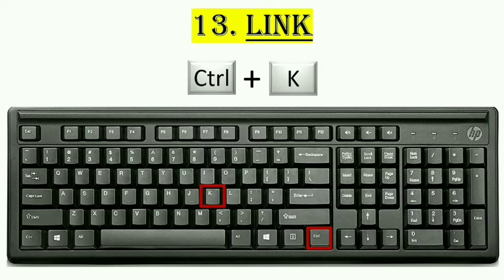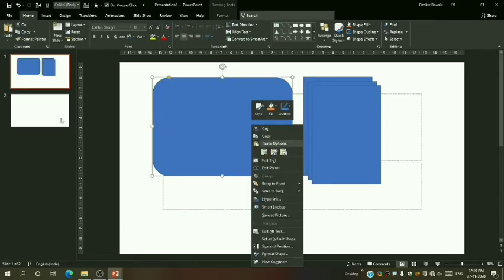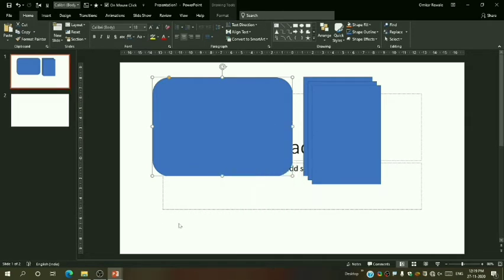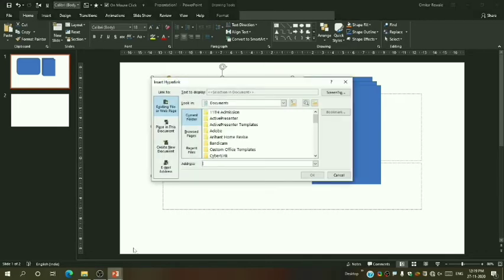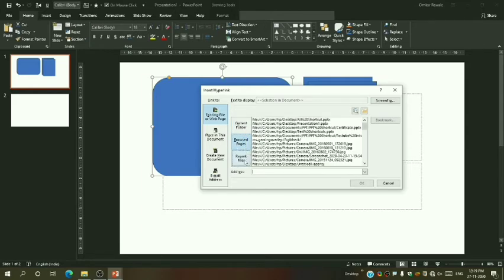Now the 13th one is the shortcut key for link, that is Ctrl plus K. Now let us see that. Suppose that I have to link this object to slide number 2, then I will right click and go to hyperlink. Instead I will press Ctrl plus K on my keyboard, and see the hyperlink tab has opened here. So here I can select what I have to do, then I will link it from here.